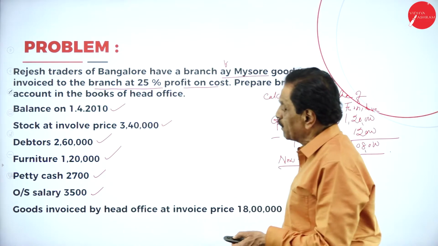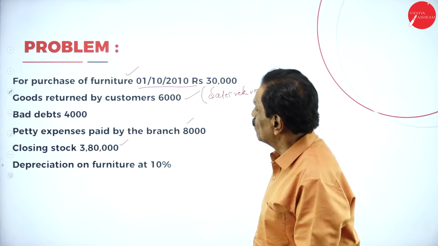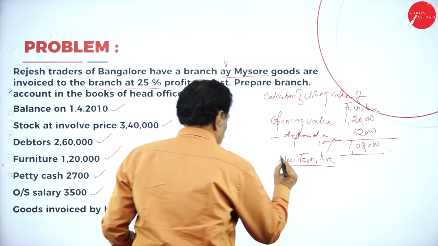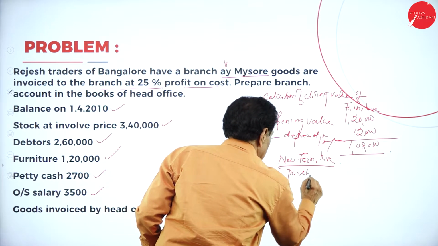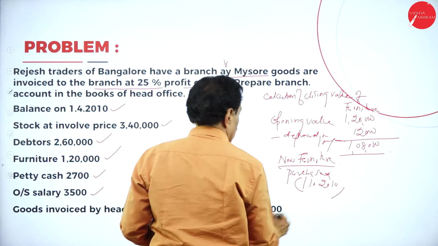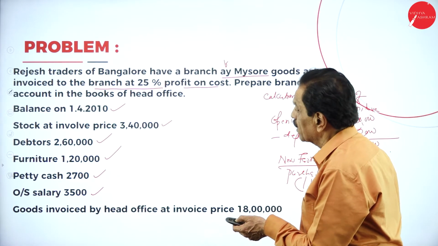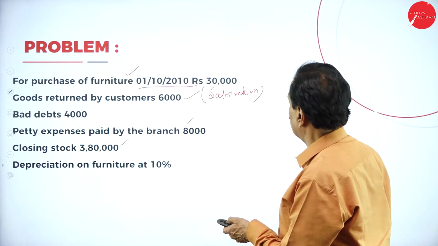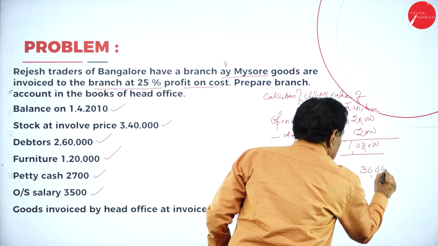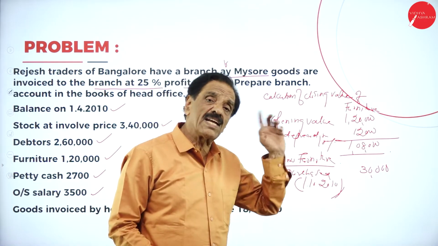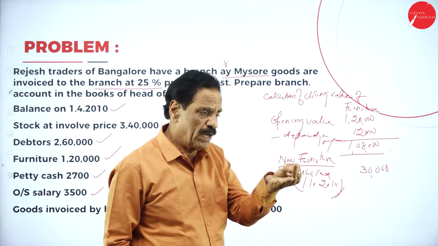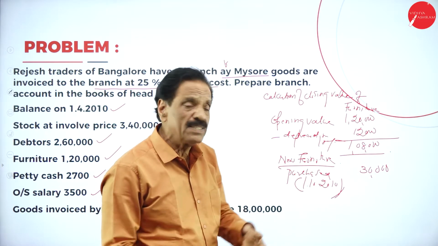New furniture. Purchase on which date? See that, new furniture purchase on 1/10/2010. What's the value of furniture purchase? 30,000. You purchase on 1/10, year ends on 31/3/2011. 10, 11, 12, 1, 2, 3. How many months stay? 6 months.